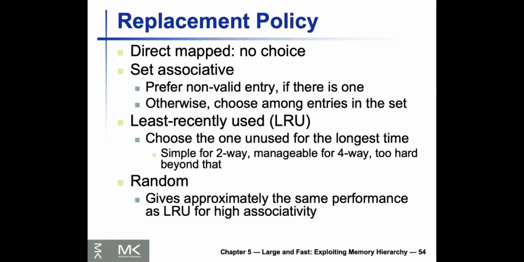It's a direct map, so there is no replacement policy. On the set associative, normally what we use is least recently used, right? LRU: choose the one that has been unused for a long time, because we might think that the next access of the memory, we might not use it anymore.